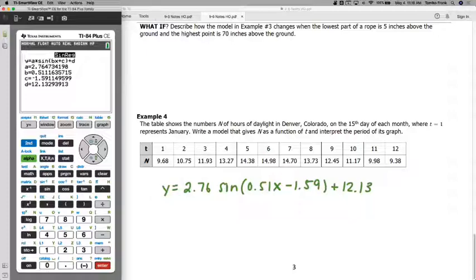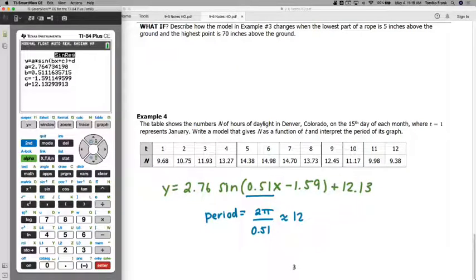The last thing we're asked to do is interpret the period of this graph. Let's talk about the period. So we've got this frequency here. Our frequency is 0.51. So the period is the standard period of sine, 2 pi, divided by that frequency, 0.51. That is about 12 if you calculate that in your calculator.